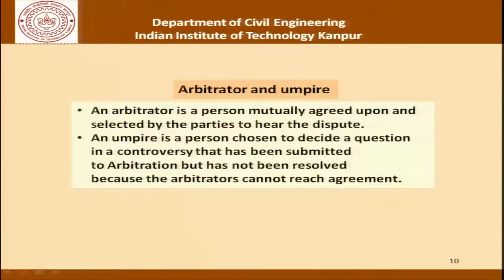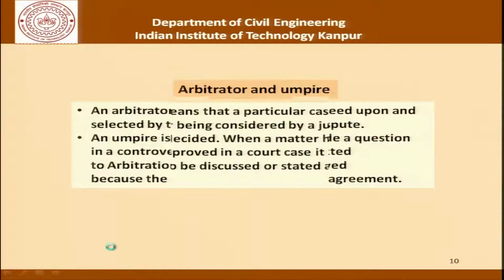The arbitrator and umpire, of course we have talked about arbitration as a dispute redressal mechanism. So, we have talked about what an arbitrator is, what is the qualifications of an arbitrator. So, in principle, an arbitrator is a person mutually agreed upon and selected by the parties to hear the dispute, and an umpire is a person chosen to decide a question in a controversy that has been submitted to arbitration but has not been resolved because the arbitrators cannot reach an agreement. So, this is another technical definition of an umpire.